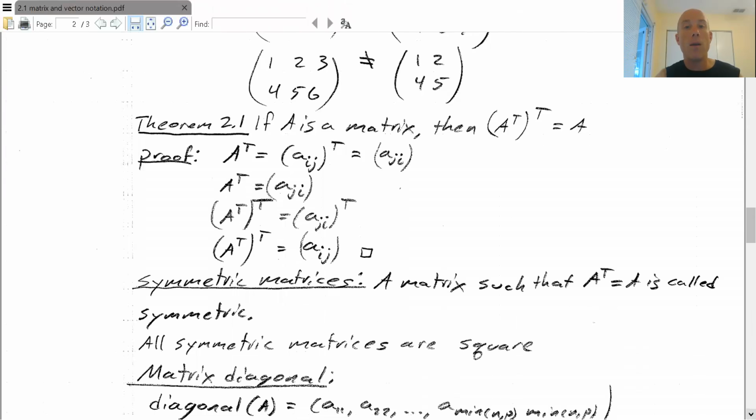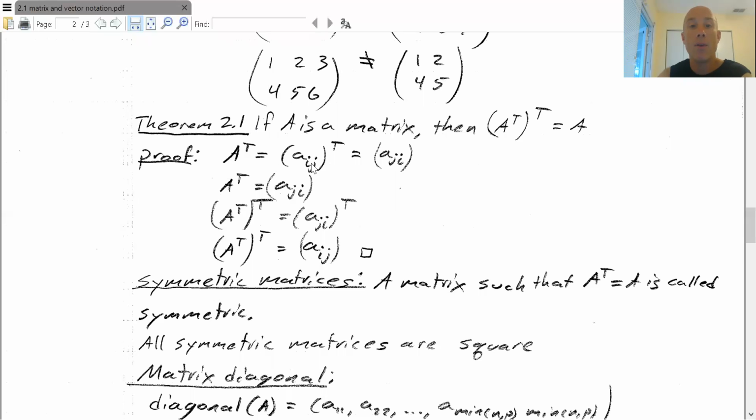All right, so now let's take a look at a proof, and this is a really easy theorem. If A is a matrix, then the transpose of A, transpose, is equal to A. So what we're saying is that if I take the transpose twice, I get the original matrix back, self-inverse. Okay, so how are we going to work this out? I'm going to have to go by the definition of transpose, definition of a matrix.